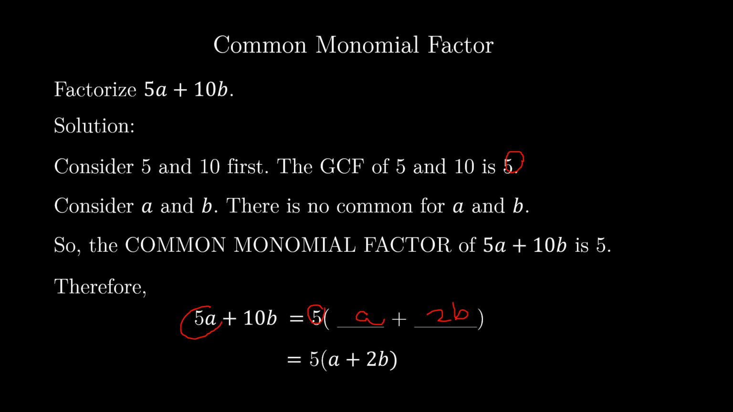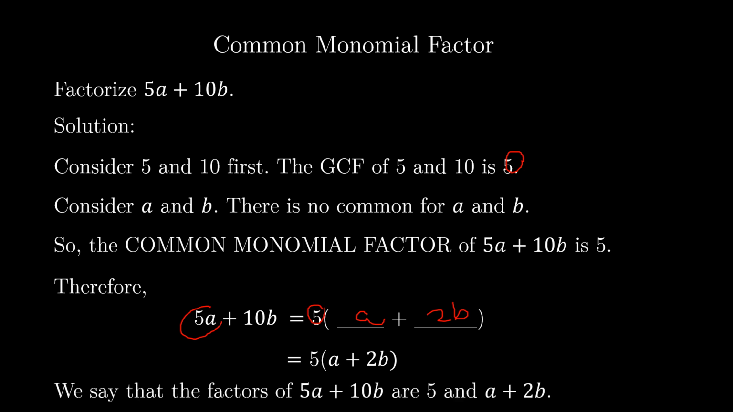Okay? So we say that the factors of 5a plus 10b are 5 and a plus 2b. Those are the factors. The process is called factorization. Okay. This one is what we call the expanded form, the 5a plus 10b. This one is what we call the factored form of this expression. Okay.